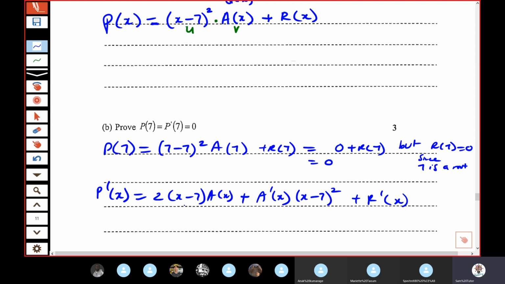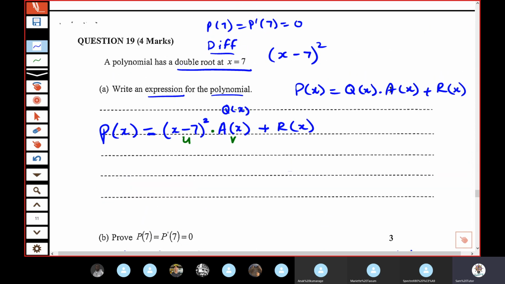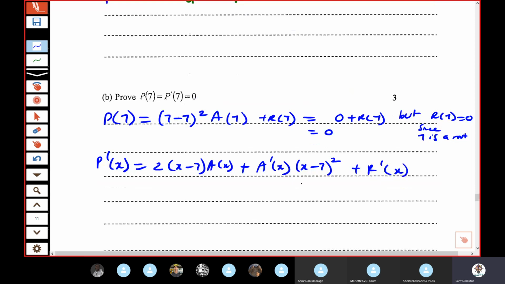At this stage, you can obviously sub in 7, because why not? But I want to take you guys up one extra level and show you why 7 is a root of p dash, like why this concept actually works: if it's a double root, the derivative is also equal to 0. So look what happens. If I factorize x minus 7 here, I'm left with 2a of x plus a dash of x, plus obviously r dash of x.